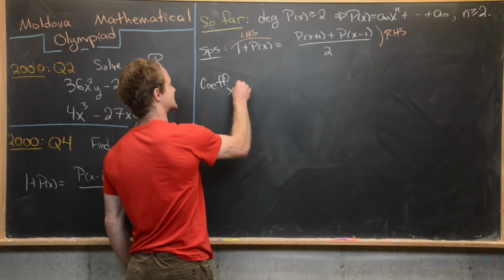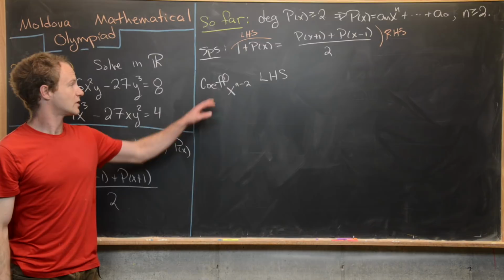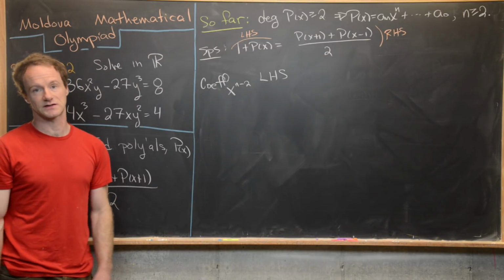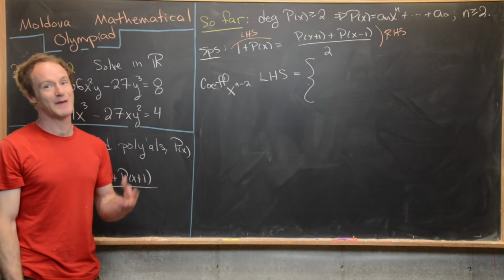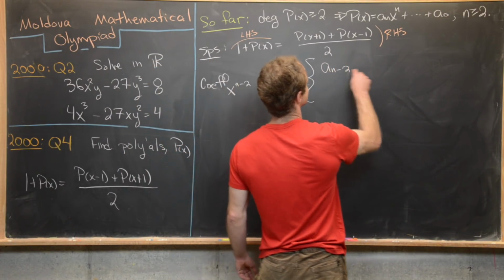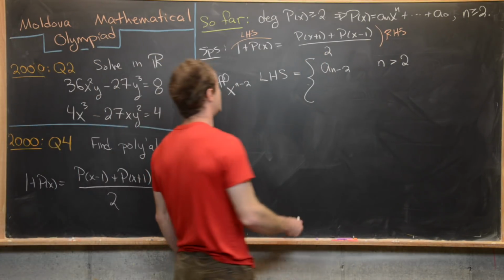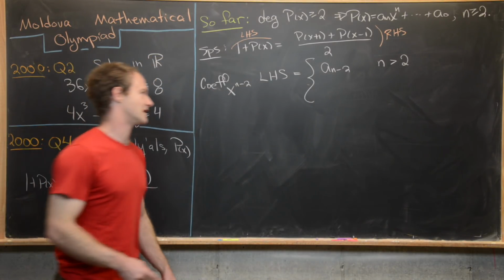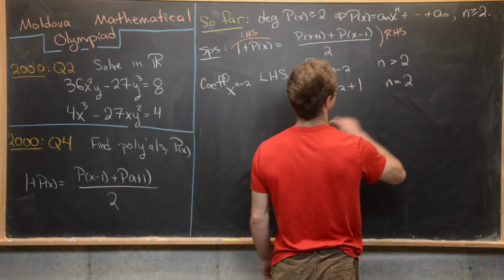So the coefficient of x to the n minus 2 in the left-hand side of this equation, well, notice that's the coefficient of x to the n minus 2 in this 1 plus p of x. So that's going to be equal to, well, it's actually equal to 2 different things depending on the value of n. So that's going to be equal to a sub n minus 2 if n is strictly bigger than 2. But if n is equal to 2, then this represents the constant term on that side of the equation. So it'll be a sub n minus 2 plus 1. And this is if n equals 2.